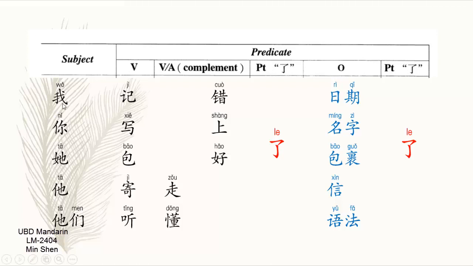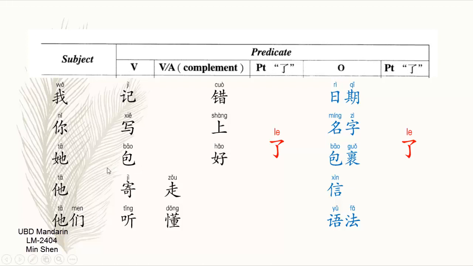For example, 我记错日期. 记 is the action, result is make it wrong, and the object is the date. So I try to remember the date, however, I remember it wrongfully. It's the result. So 我记错日期. 你写上名字. You write down. In English we say write down. However, in Chinese we say the result is on it. So 上, right? 你写上名字. You write the name on it.